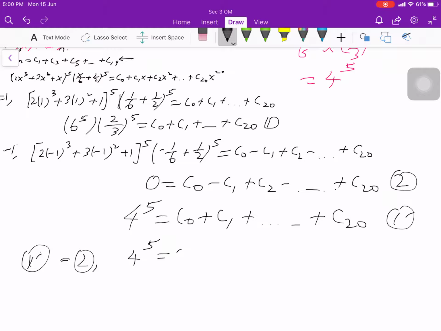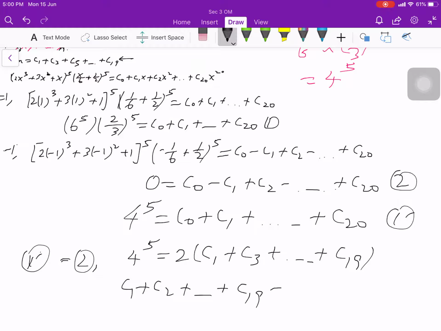You will get 2 copies of C1 plus C3 all the way until you get C19. Understand? Therefore, your C1 plus C3 all the way to C19, this is what the question asks, is basically 4 to the power of 5 divided by 2. Let me write properly. This is 4 to the power of 5 divided by 2.